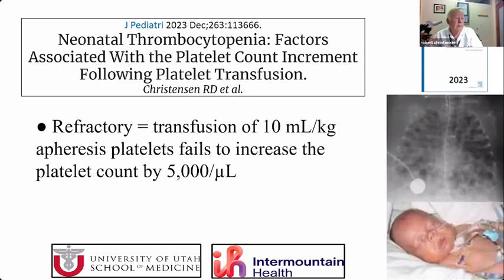This is a paper that we put out last year where we tried to define what refractoriness was, and we settled on this with this considerable evidence base, and that is that when you give a platelet transfusion of 10 ml per kilo of apheresis obtained platelets, and that fails to increase the platelet count by 5,000 per microliter, we're labeling that as a refractory state.